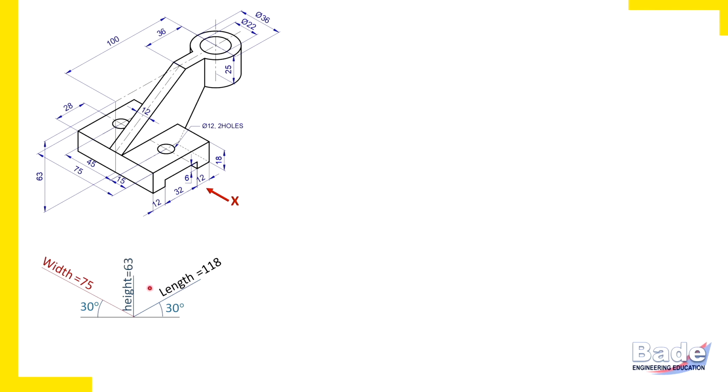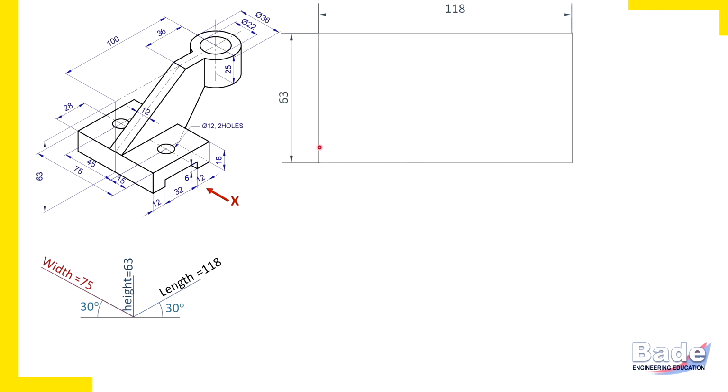Now draw the front view rectangle. Remember, in the front view you get length horizontally and height vertically. So measure 118 mm horizontally and 63 mm vertically, and complete a rectangular box. This box is made by thin lines. Remember, right now we are not drawing the edges of the object. It is just a rectangular block which envelopes the front view. Now the overall length of the object is 118.